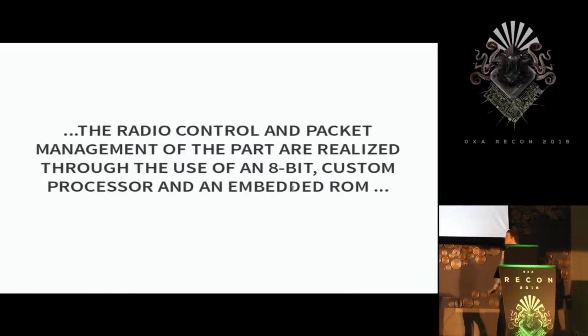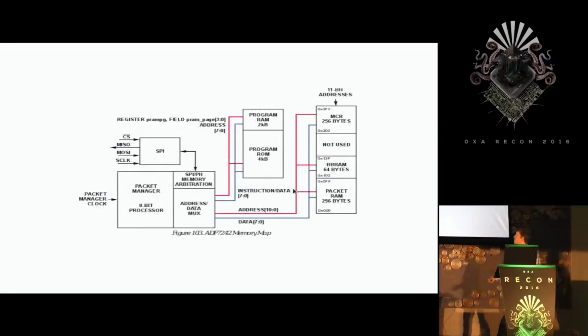So the first hint we have from the datasheet is that the radio control and packet management of the part are realized through the use of an 8-bit custom processor and embedded ROM. And this is about all the information we have about it. That there's a packet manager with a processor, that it addresses 2 memory spaces, which is a program RAM and ROM in one memory space, and a bunch of data for various uses in the other.